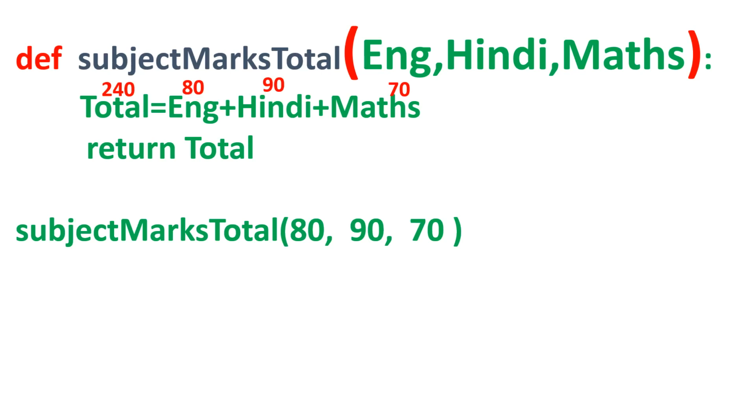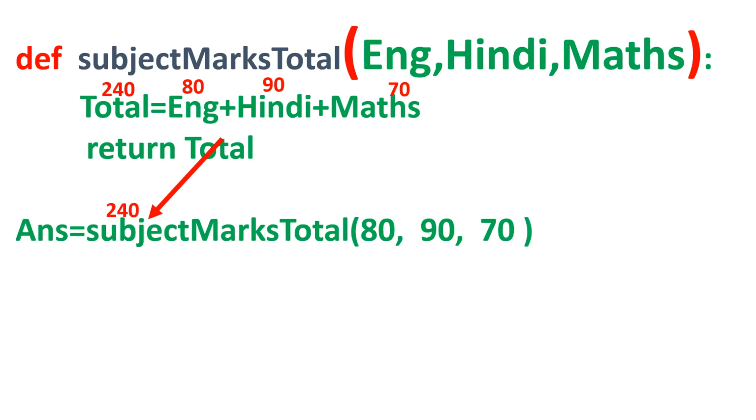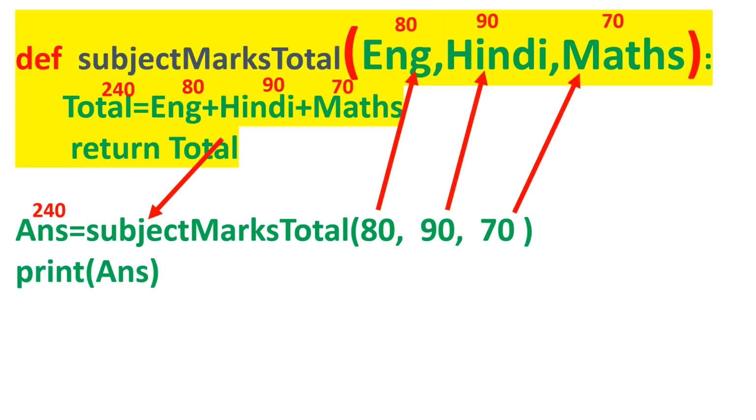Then this total has to be sent back to the calling statement. The return total statement will send the total to the calling statement, subject marks total, round bracket, 80, 90, 70. This is a calling statement. This statement will get the value 240, and now this value has to be stored into a variable. So the answer variable will contain 240. Now we can print the answer variable.